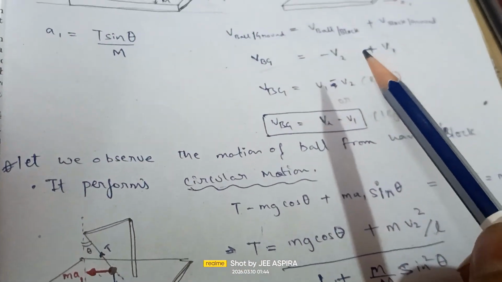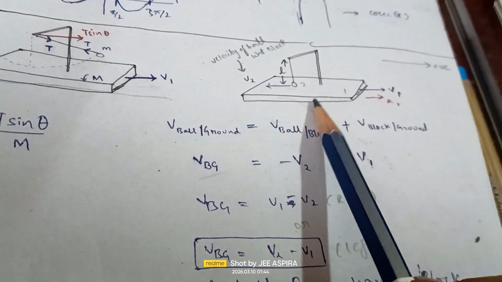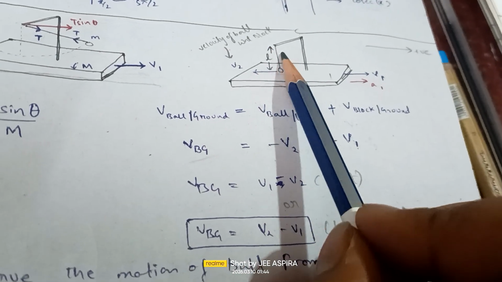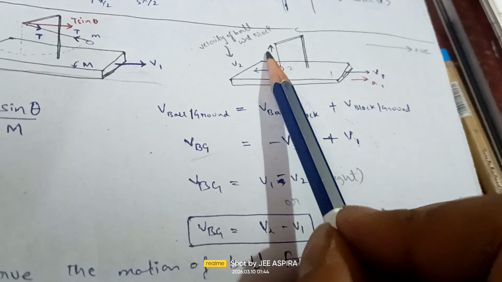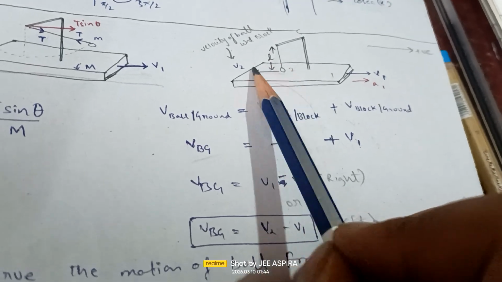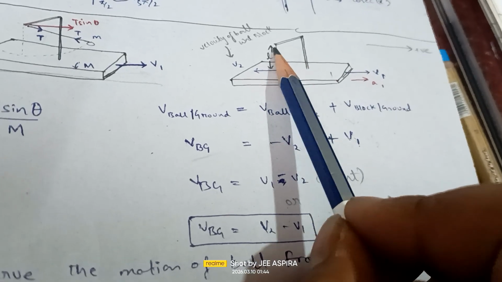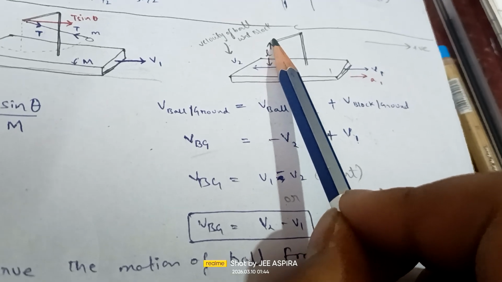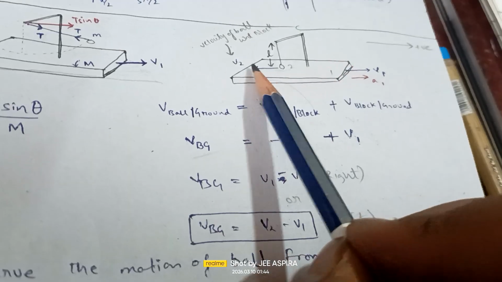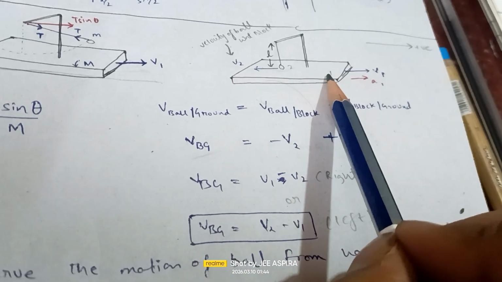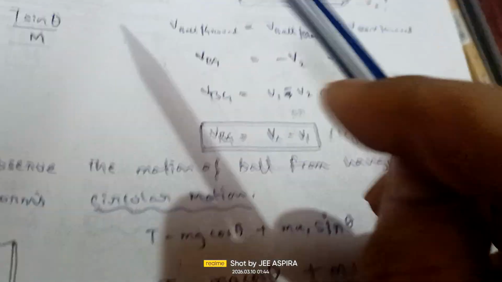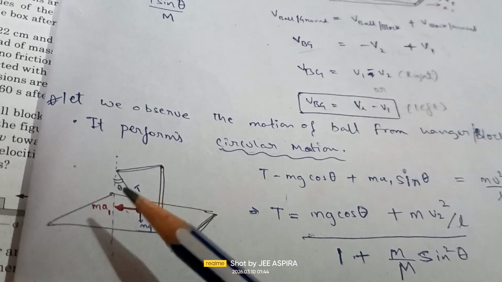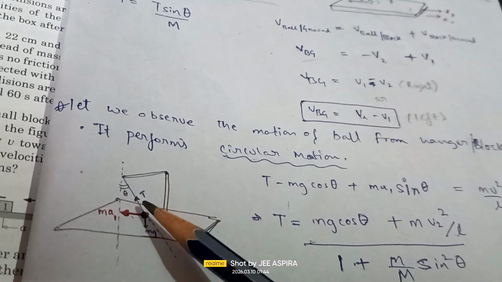If you come in the frame of this block, you will see that the small mass is performing a circular motion, as it is attached with the cord. It will have a circular motion about this hinge, like a simple pendulum in this block frame. Let's say there is theta.